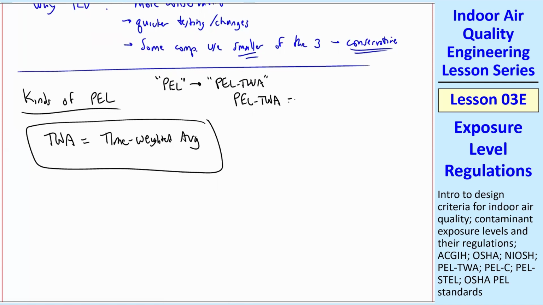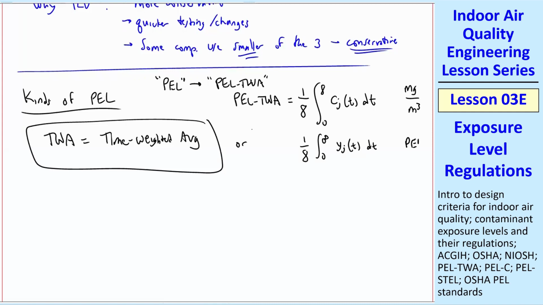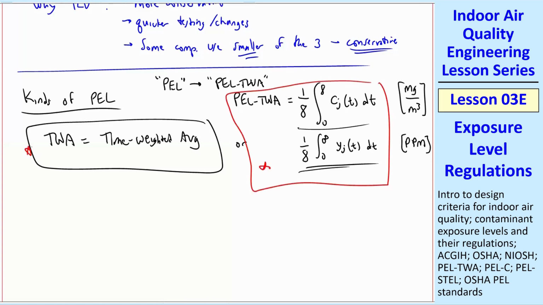The PEL-TWA is defined as 1/8 integral 0 to 8 of Cj as a function of time dt. This would be in milligram per meter cubed, or 1/8 integral 0 to 8 yj of t dt. This would be in ppm. You can do it either as a mole fraction or as a mass concentration. So that's the definition. And this is the time-weighted average. Note that in both of these cases, t is in hours, not minutes, not seconds, hours. That's why there's 8. They're averaging over 8 hours of workday.